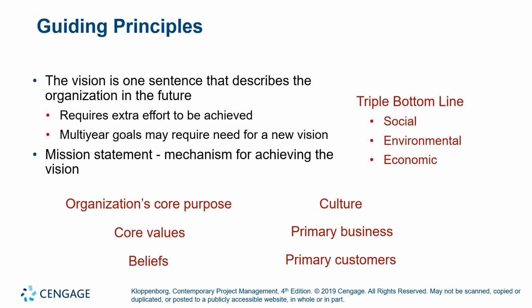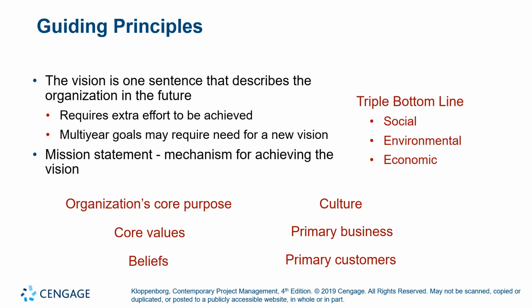So we have some of the guiding principles, right? The vision is one sentence that describes the organization in the future. So when we're talking about a vision with any organization, any project, we have to talk about what the vision is. This approach emphasizes the social, environmental, and the economic health of all company stakeholders rather than a narrow emphasis only on the economic return of shareholders. So when we're talking about the vision, it requires extra effort to be achieved. You got multi-year goals that may require a need for a new vision.